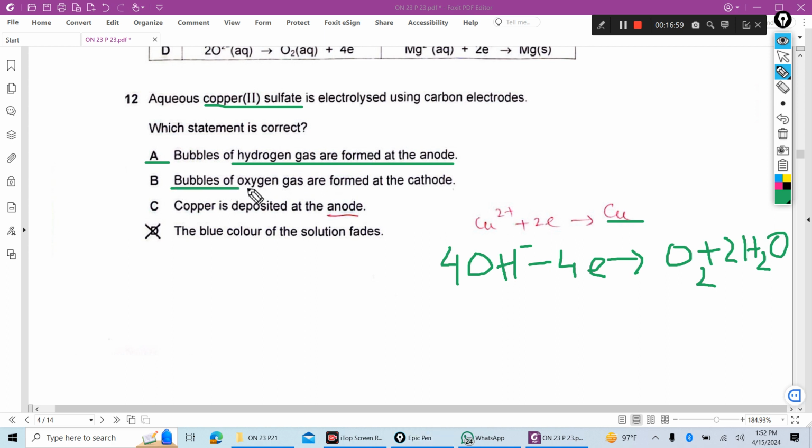B: bubbles of oxygen gas form at the cathode. No, not at the cathode. Bubbles of oxygen are formed at the anode. So B is also wrong. C: copper is deposited at the anode. No, copper is deposited at the cathode, because at the cathode the reduction reaction occurs. Copper ion is reduced to produce copper. This reaction happens at the cathode, not at the anode. So A, B, C are wrong. D is the correct answer.